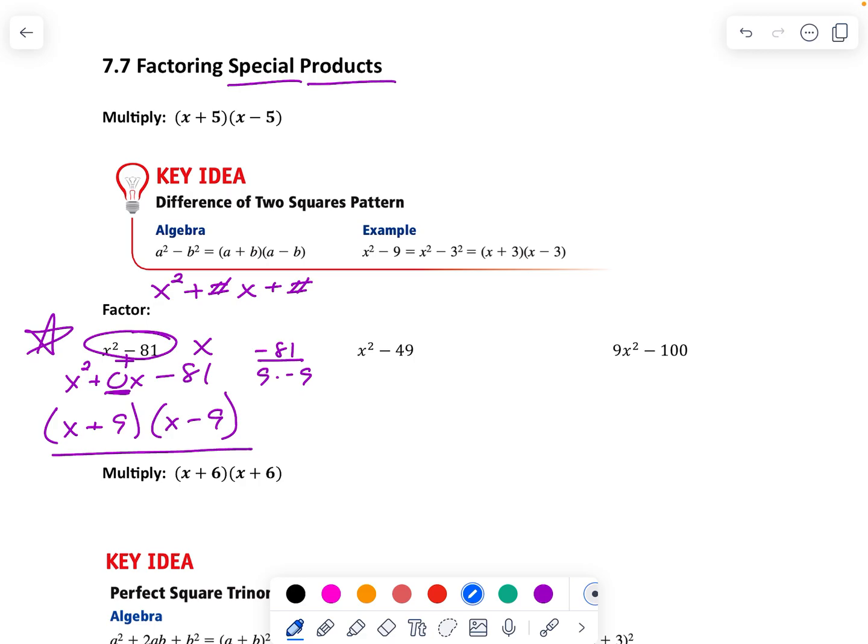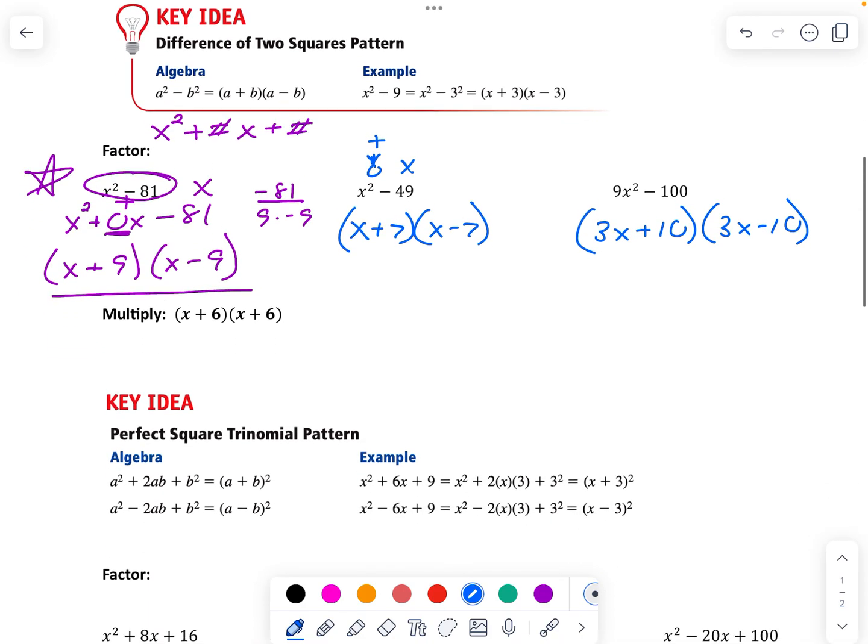So this next one, same thing, multiply to be negative 49, but it's going to add to be 0. So that's going to be x plus 7, x minus 7. Now this last one's a little tricky. It's still the difference of two squares, and so we have to think, oh, 3x plus 10, 3x minus 10. In other words, it's still a perfect square, difference of two squares, but we have to think 3x and 3x, 10 and 10.